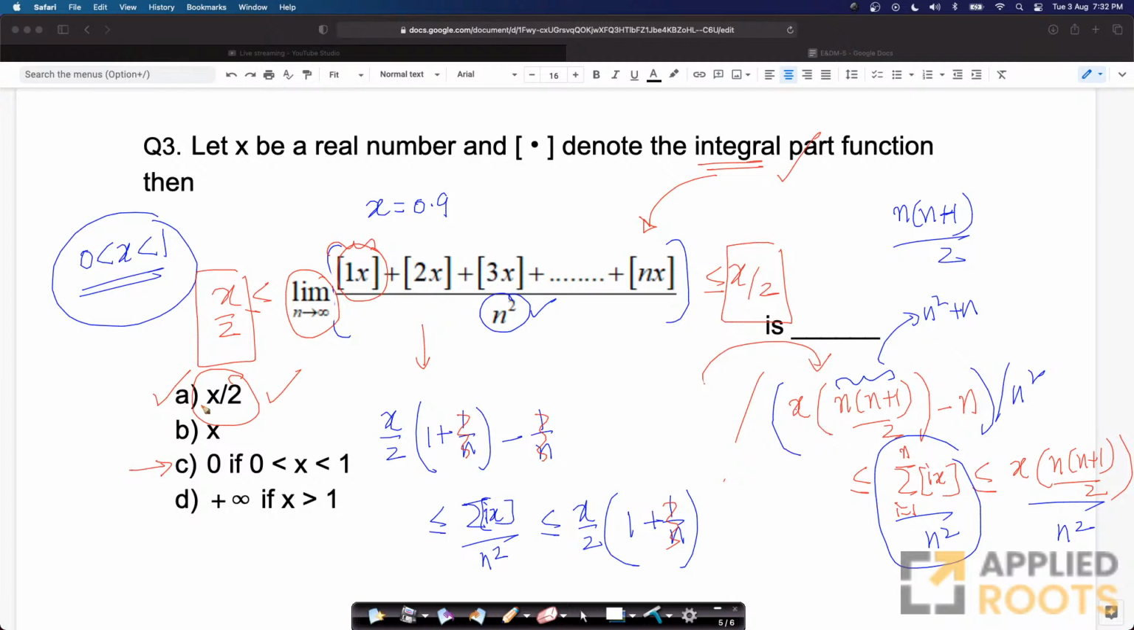So this is how I arrived at x by 2. Even if x lies between 0 and 1, the answer is still x by 2. It will not be 0 because I made no assumption about any value of x. Whatever math I've shown works for all values of x. Oh yes, that's true, Spandan, you're right.